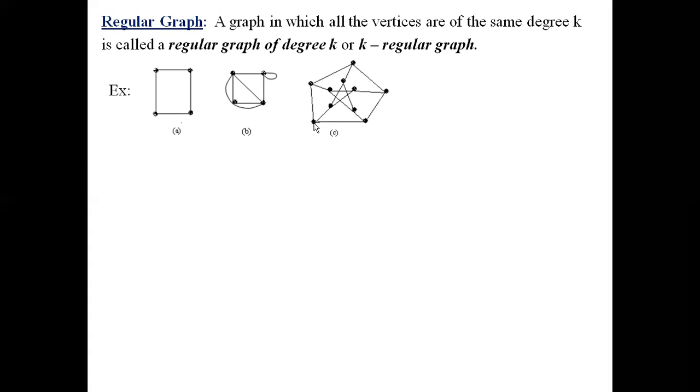We take another example wherein degree of every vertex is 3 here. So this is a 3-regular graph. Another example wherein here also degree of every vertex is 3. Difference between graph C and graph D is that graph C has 10 vertices and graph D has 8 vertices, wherein the degree of every vertex of both these graphs is 3 only.